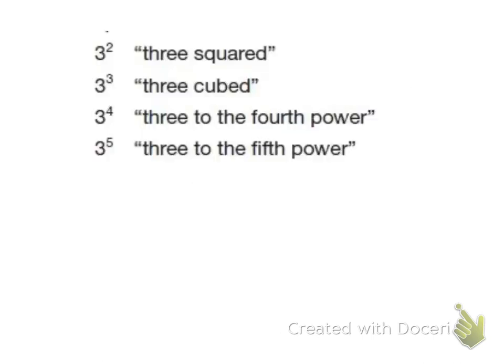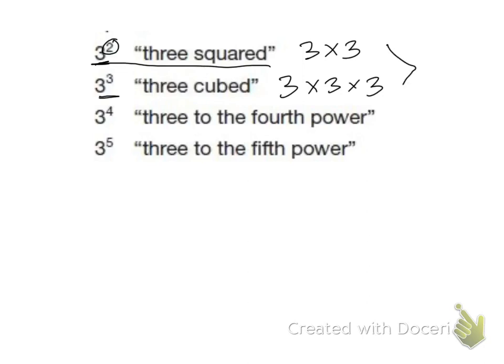We have special names for some of these. So this would read as 3 squared. 3 squared is the same as 3 times 3 because the exponent tells us how many times we multiply the base by itself. 3 cubed would be 3 times 3 times 3. Now, squared and cubed are the only ones that have special names. We have 3 squared because this has reference to area, and 3 cubed has reference to volume, which we'll be talking about later.